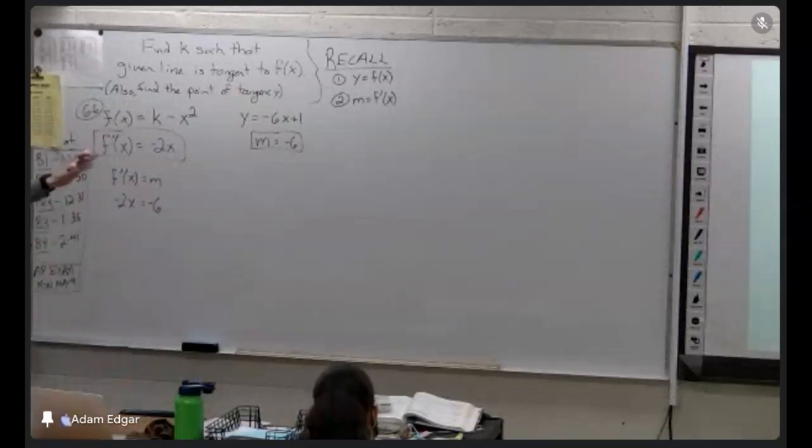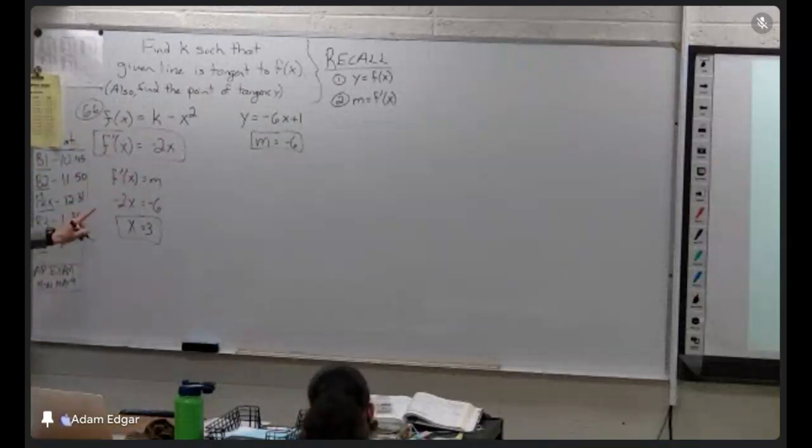Well, maybe we need to find x as a stepping stone to finding k. So what's our x value here? 3. All right, so x equals 3. So now we've solved for something. We didn't solve for k, which is what we want, but at least we solved for something. Maybe we can use that in our quest to find out what k is.